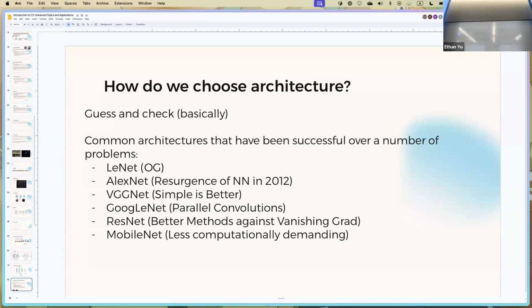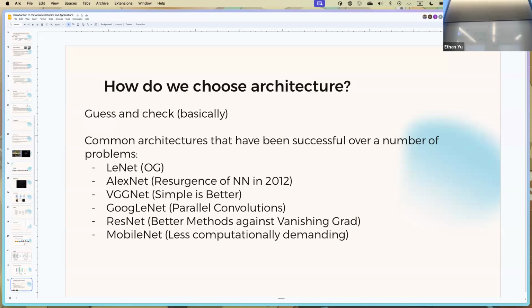Then we have AlexNet, which was made in 2012. This was for one of Google's image classification competitions, I think, and it beat out a bunch of the other more traditional models. There was a time, the dark ages of neural networks, when people didn't really think they were useful, which is kind of stupid when you look back on it. But AlexNet started this resurgence of interest in neural networks because it was able to win that Google competition.